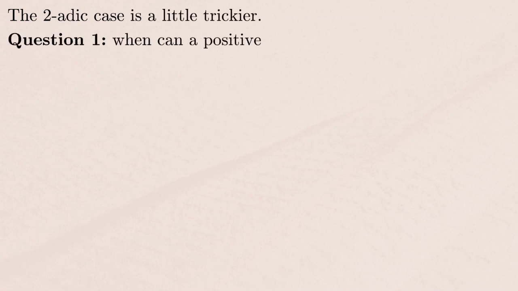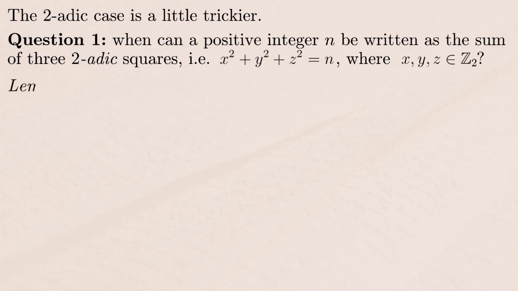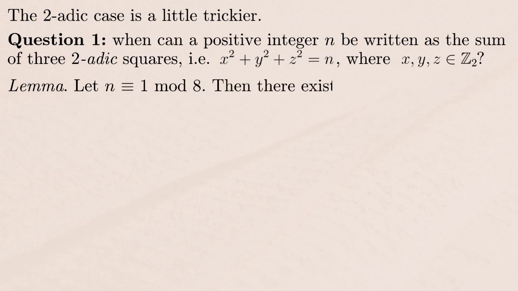The 2-adic case is a little trickier, so let's go back to our question in this case. When can a positive integer n be written as a sum of 3 2-adic squares? Well, let's start off with a lemma. Suppose n is 1 mod 8. Then I claim there exists a in Z2 such that a squared equals n. Notice that this is a very special case of our question. It tells us that whenever n is 1 mod 8, we can take x to be this a and just set y and z to be 0.